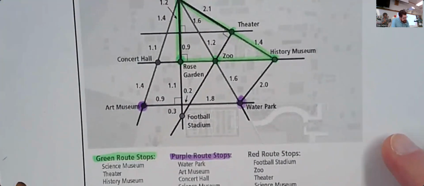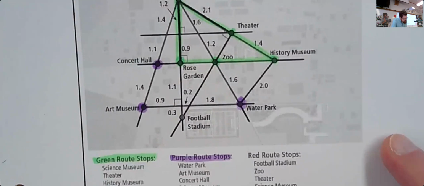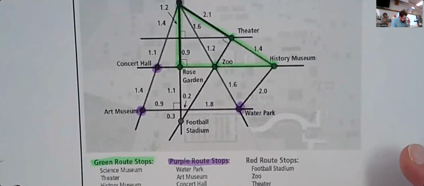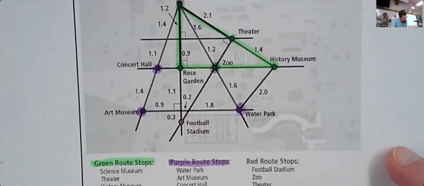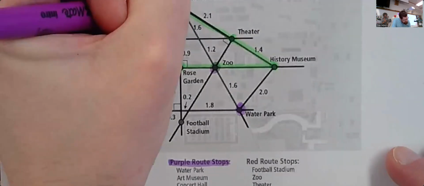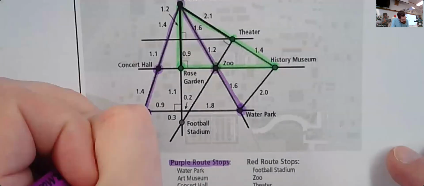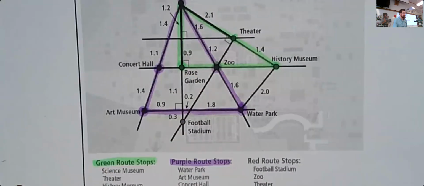We've got the concert hall, which is right there. The science museum, right there again. Up top. After the science museum, it goes to the zoo, which we've already seen before with the green one, and then it goes back to the water park. So here we have the purple route. Also a triangle. The final one is the red route.